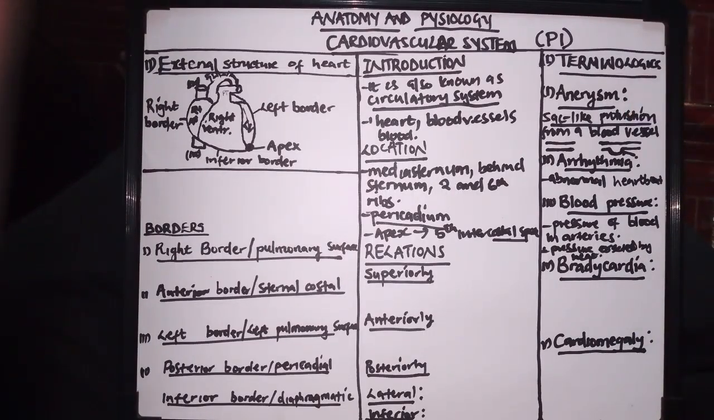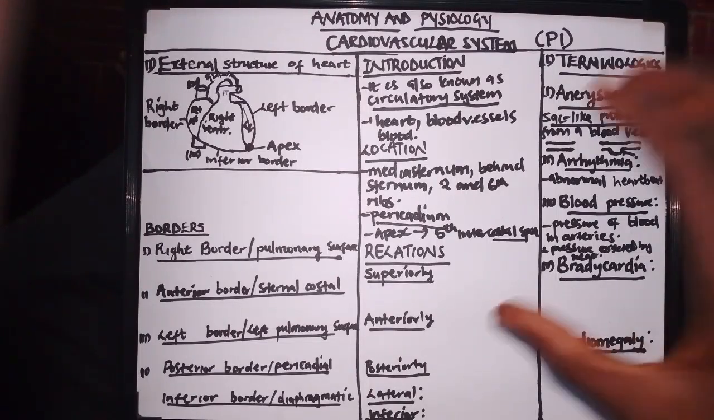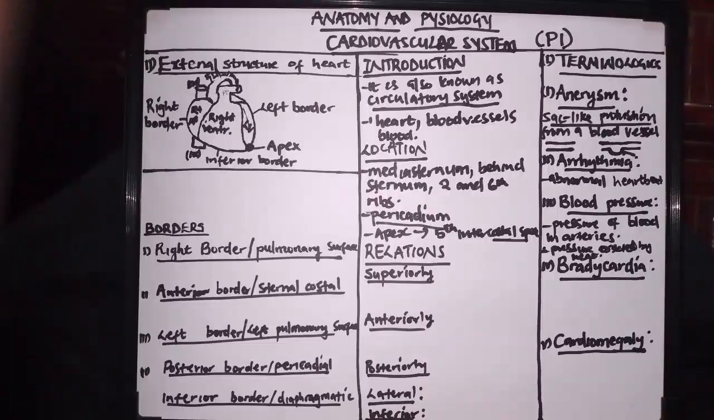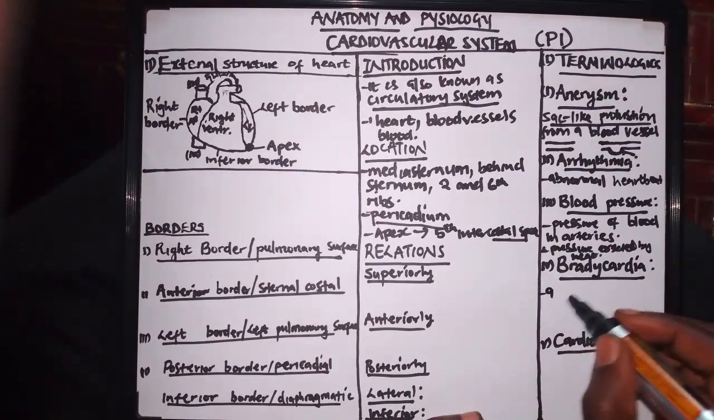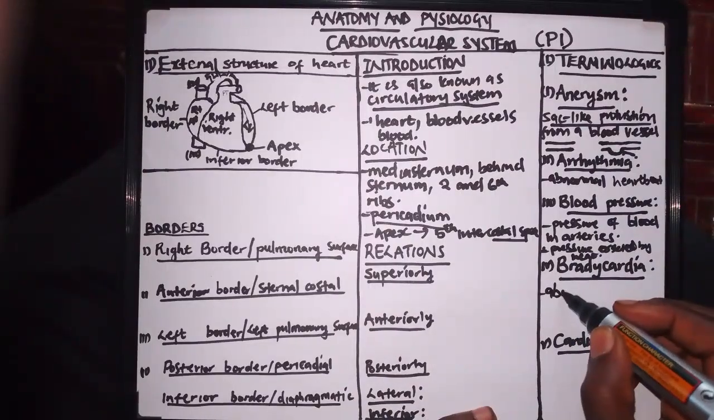That's why we have high blood pressure and lower blood pressure. So when you have high blood pressure, we are saying that the pressure in the arteries is high. Then when you have low blood pressure, we are saying that the pressure in the arteries is low. Next, we are going to look at bradycardia. So what is bradycardia? Bradycardia is basically an abnormal slow heartbeat.